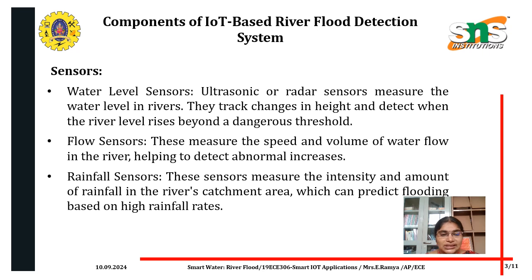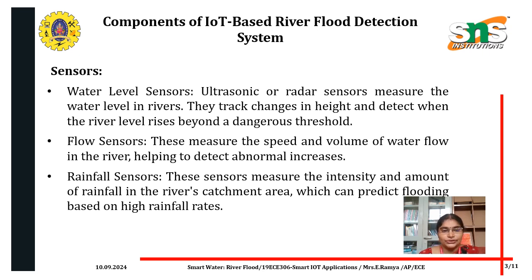Okay, so next one is the flow sensor. This measures the speed and volume of the water flow in the river, helping to detect abnormal increases. Next important thing is the rainfall sensor. The sensors measure the intensity and the amount of rainfall in the river's catchment area, which can predict flooding based on high rainfall rates.